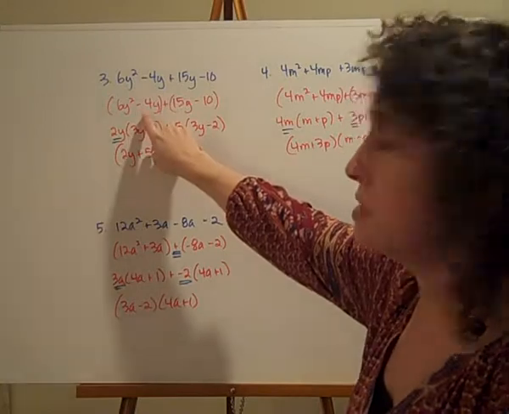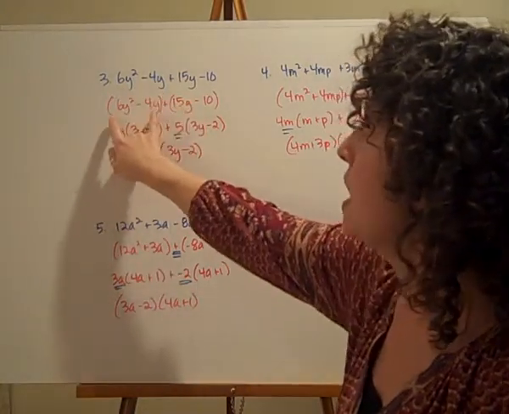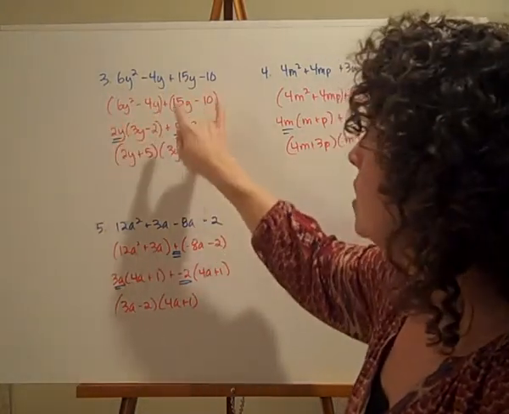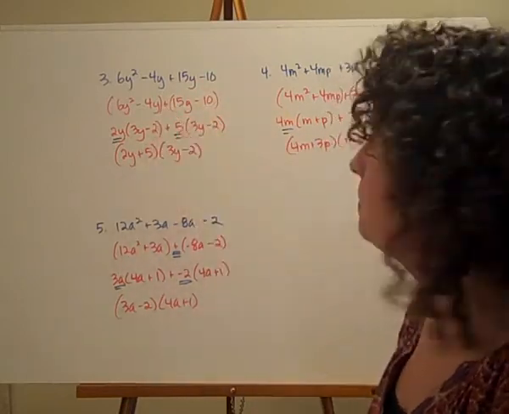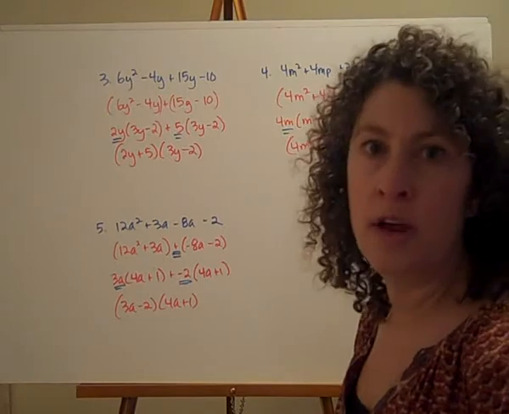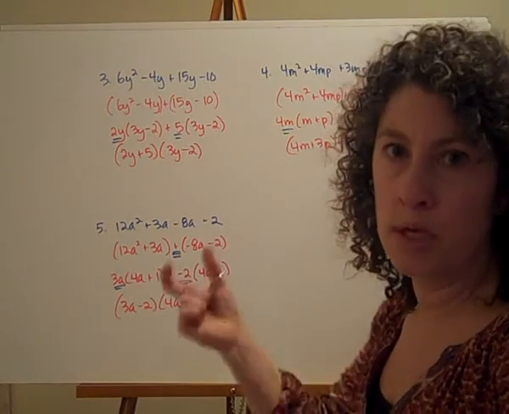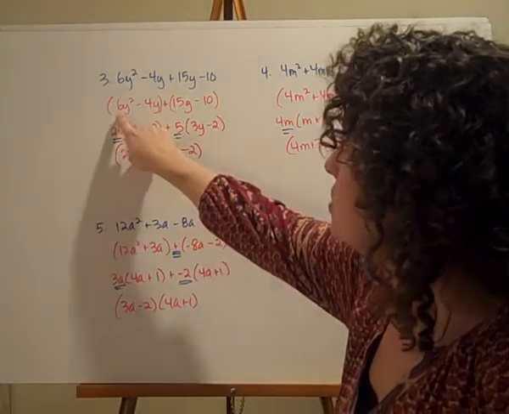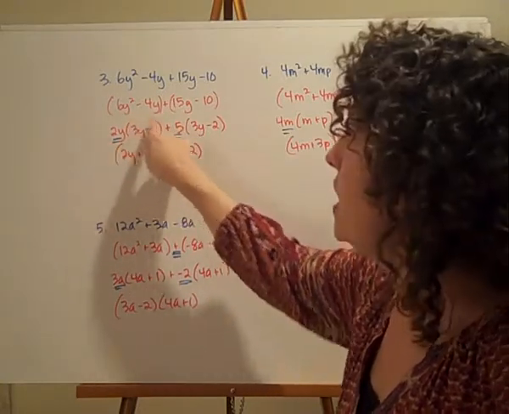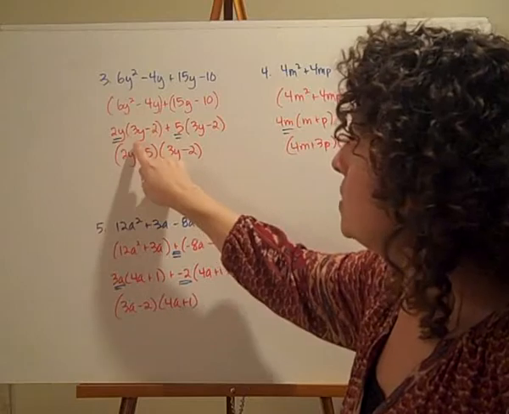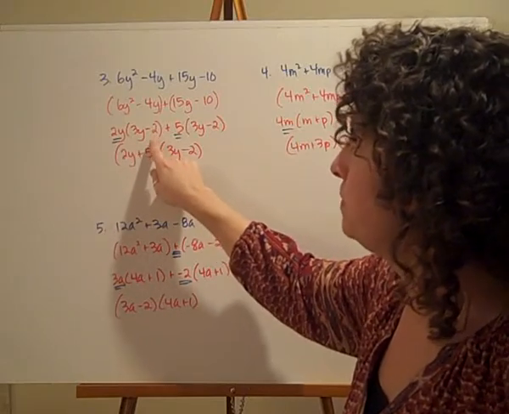So I'm going to group these. I'm going to take my first 2 terms and group them, and my last 2 terms and group them, and I want to have a plus sign in the middle. And then I'm going to see if there are common factors in each of those binomials that I've just created. So 6y squared minus 4y, those have a common factor of 2y. So I'm going to pull a 2y out of this set of factors and see what that leaves. That leaves me with a 3y minus 2.